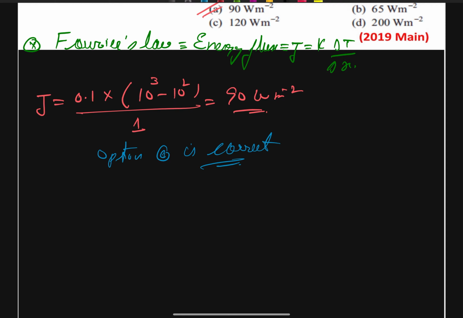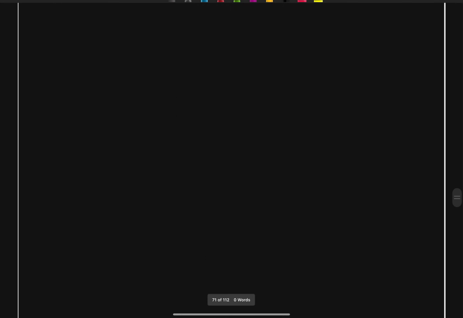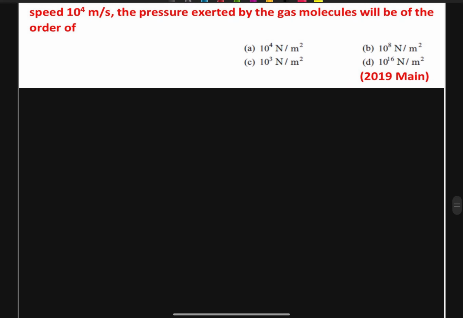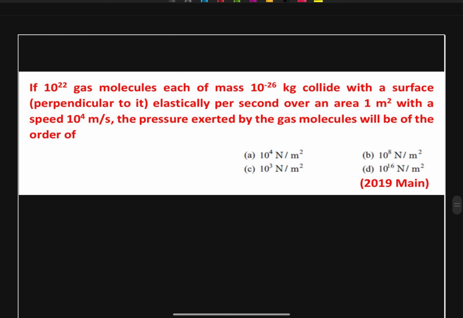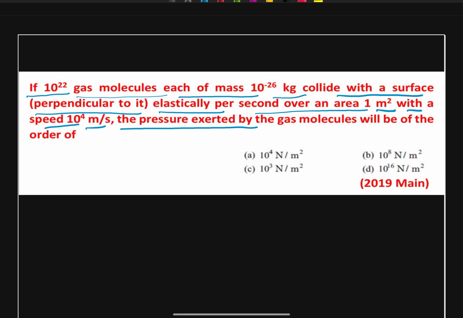Next question. It states that if 10 to the power 22 gas molecules, each of mass 10 to the power minus 26 kg, collide with the surface perpendicular to it elastically per second over an area of 1 meter square with a speed of 10 to the power 4 meter per second, the pressure exerted by the gas molecule will be of the order of.